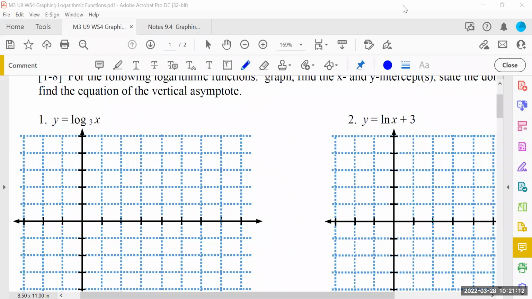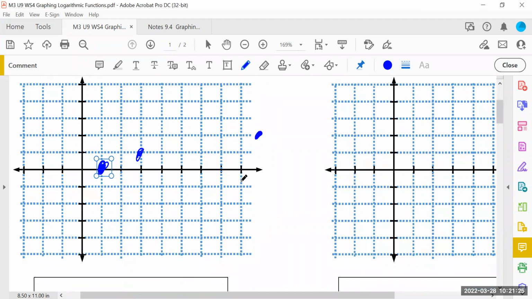So walking around, I think I saw just about everybody with the points that we already talked about: 1, 0, 3, 1, 9, 2. Now, places where I will take off points. If I don't see any actual points on your graph, I will take off points. If your graph goes across the asymptote, which in this case is the y-axis, you'll lose points.